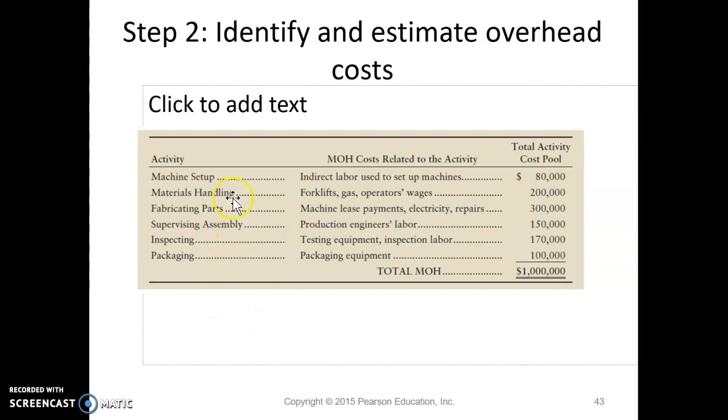So here's their example. For machine setup, these are the costs that relate to indirect labor used to set up the machines, and then they estimated the cost of it. Materials handling, the forklifts, the gas, the operating wages. Here are the estimated costs. So you go through all of the activities, you decide what's included in that activity, and then you're going to estimate the total cost that you're going to be incurring during the period for the activity. So that's the very important first step, and this is very costly to implement activity-based costing because this study is going to take a lot of effort.